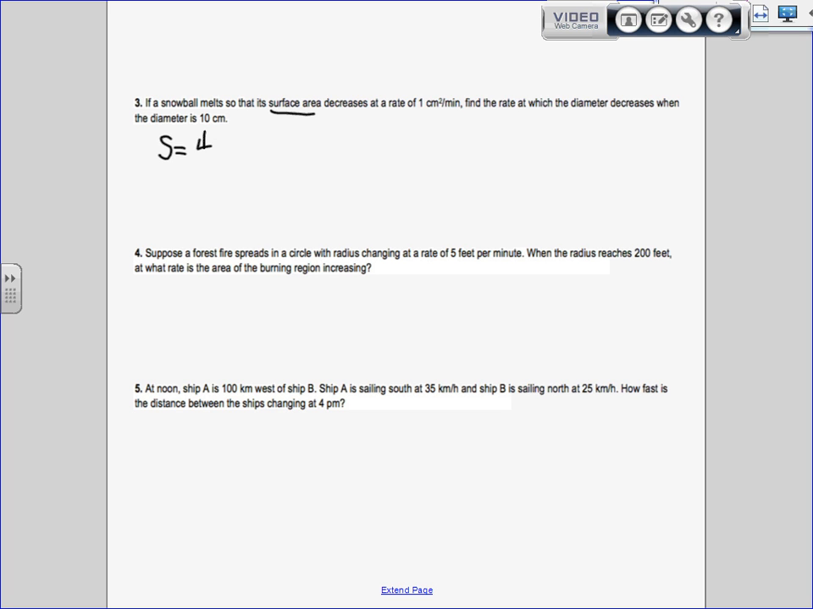No one? Is there a number 3? Nope, that's the cube. That's the volume. So 4 pi r squared. It's actually the derivative of the volume equation. Your volume equation is 4/3 pi r cubed. Do you guys see how the derivative is the surface area?